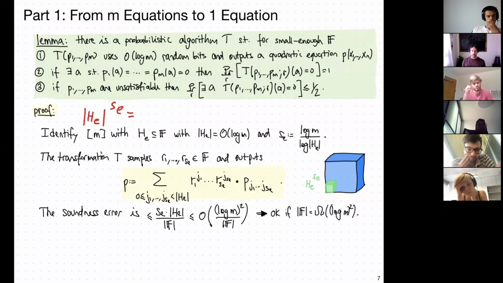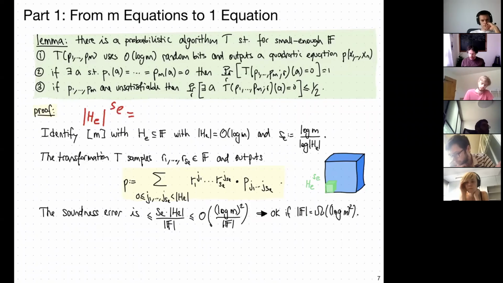Sorry, what is this combination notation? It's just the way that we combine the polynomials. It would be like combining the first polynomial according to R of J1, and so on. So this is just the way that we do this multilinear combination of the polynomials.